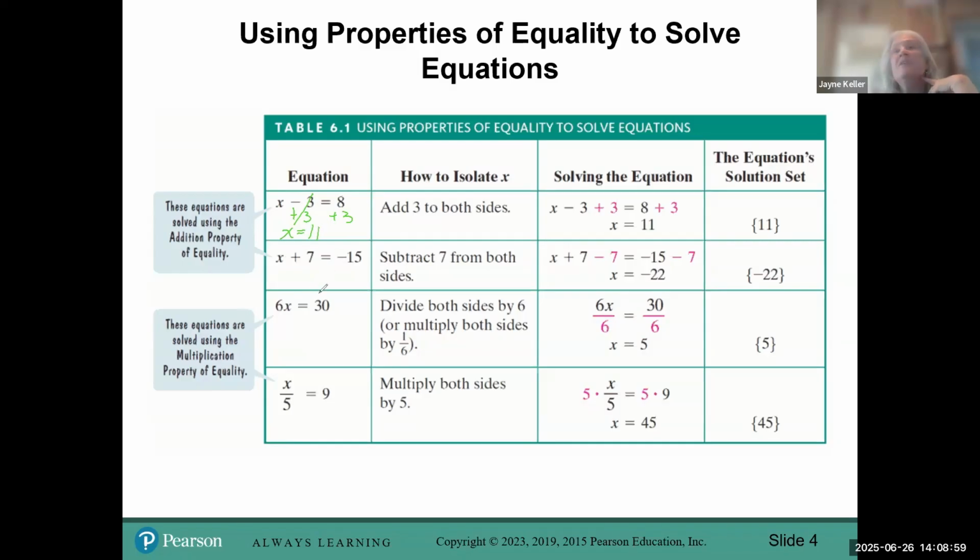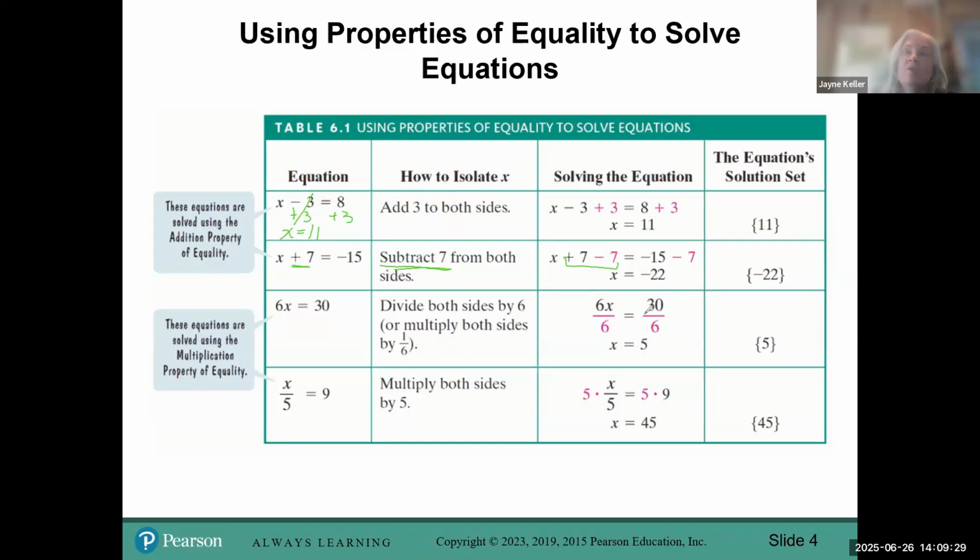Okay. For this one, the side that has the X has a +7. So I'm going to subtract 7 from both sides. When I both add and subtract 7, I'm left with just an X over here. And over here, I have -22. I can also do the same thing here. So here I have 6 times X. So what do I want to do to get rid of 6 times X? I want to divide by 6.